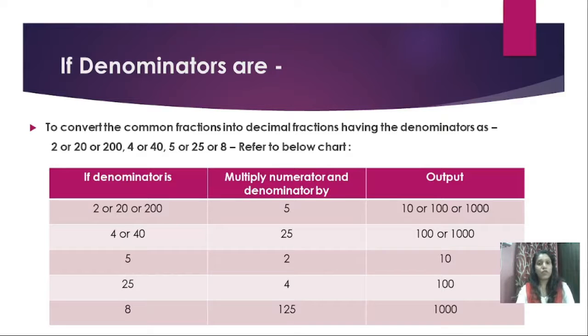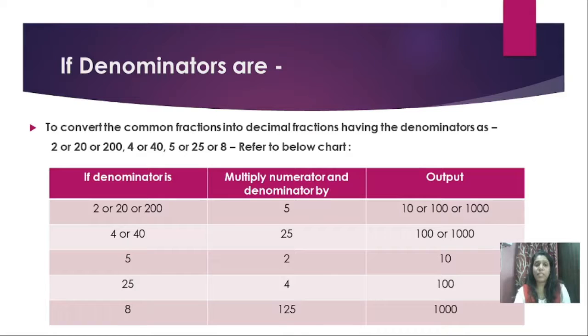If the denominator is 4 or 40, multiply numerator and denominator by 25. The output will be, 25 into 4 will be 100 and 25 into 40 will be 1000. If the denominator is 5, multiply numerator and denominator both by 2. So the denominator will be 10. Then if the denominator is 25, multiply both numerator and denominator by 4. So the output will be 100.